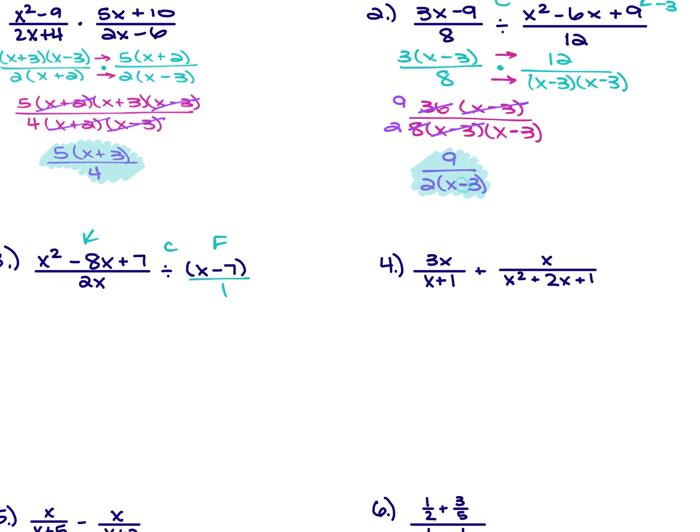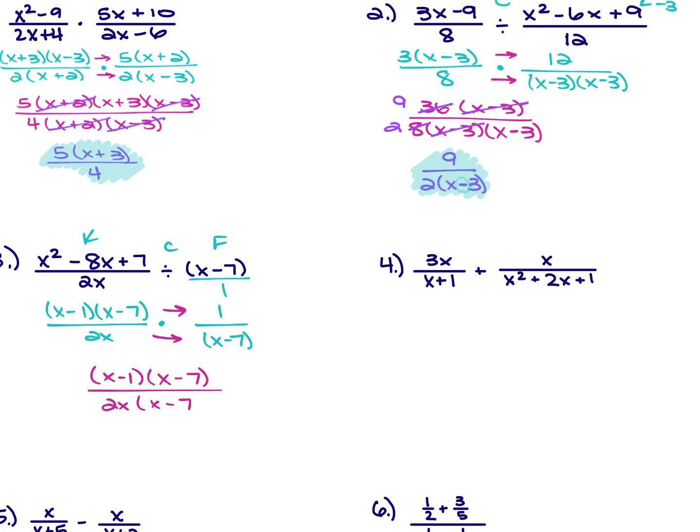You're going to factor the numerator of the first fraction as well. Your factors of positive 7 that add up to be negative 8 are negative 1 and negative 7. So that's x minus 1 times x minus 7 all over 2x times 1 over x minus 7. You can multiply straight across with this. And it's just going to leave you with x minus 1 times x minus 7 all over 2x times x minus 7. From here, simplify.